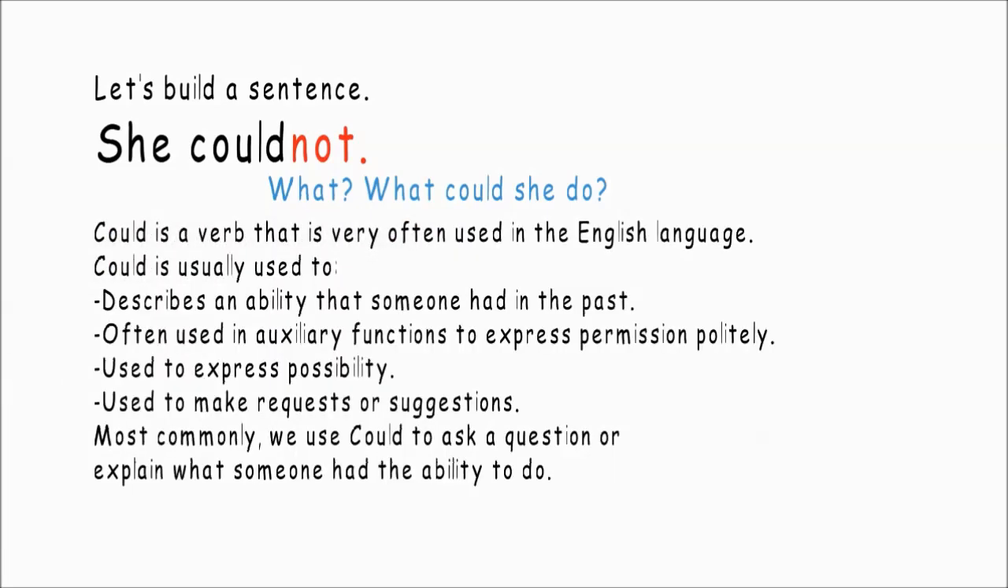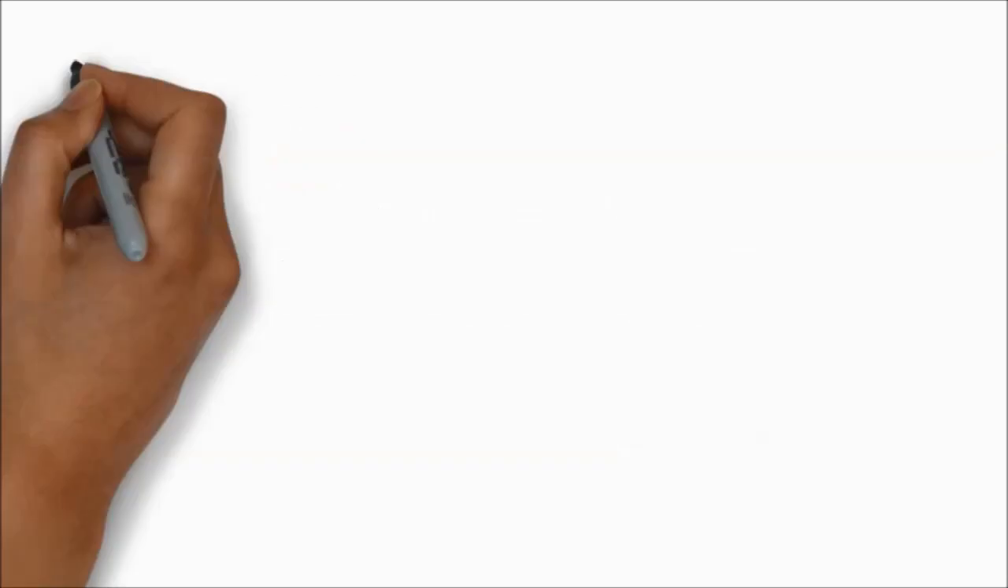Could is a verb that is very often used in the English language. Could is usually used to describe an ability that someone had in the past, often used as an auxiliary to express permission politely, used to express possibility, used to make requests or suggestions. Most commonly, we use could to ask a question or to explain what someone had the ability to do.